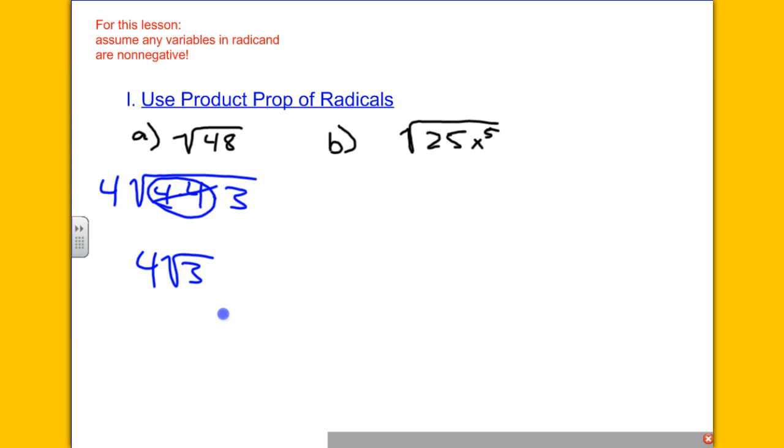We have the square root of 25x to the 5th. So what's the first thing you think could be simplified right here? There's a couple things. There's 2 types of factors. There's 25 and then there's x to the 5th, right? And so what can we say about the 25?